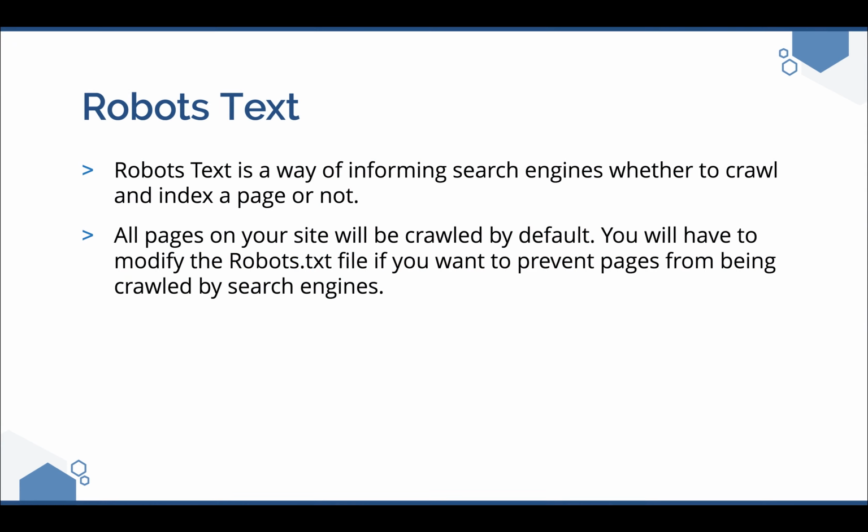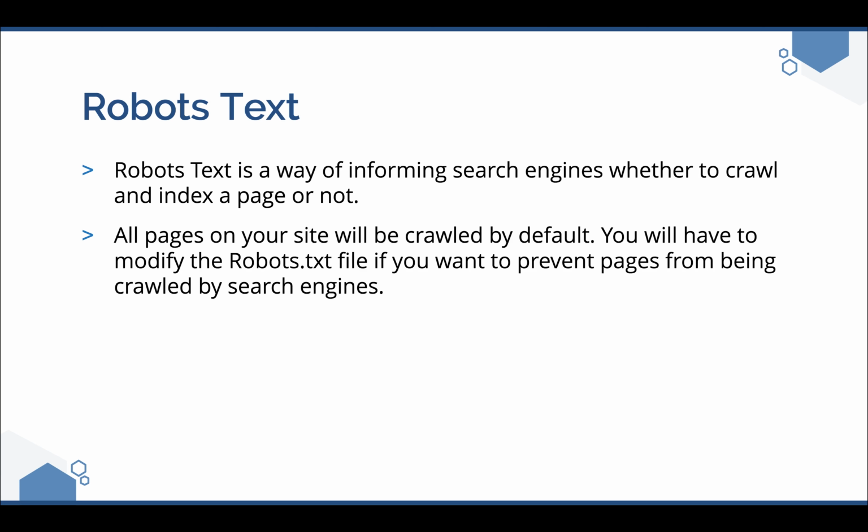So if you want to take a look at robots text, it's a way of informing search engines whether to crawl and index a page or not. For example, if you specify in your robots text file that you don't want search engines to access your thank you page, that page will not be shown in the search engine results and web users won't be able to find it.